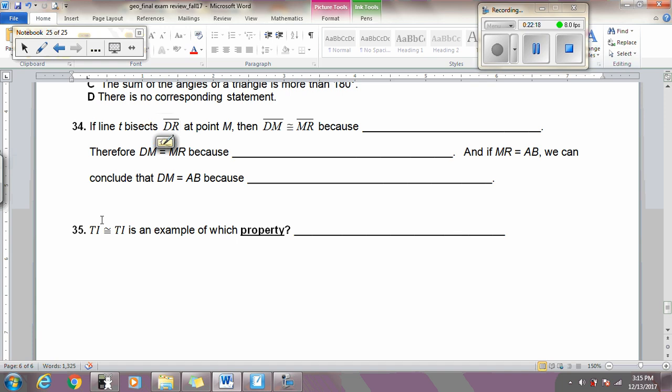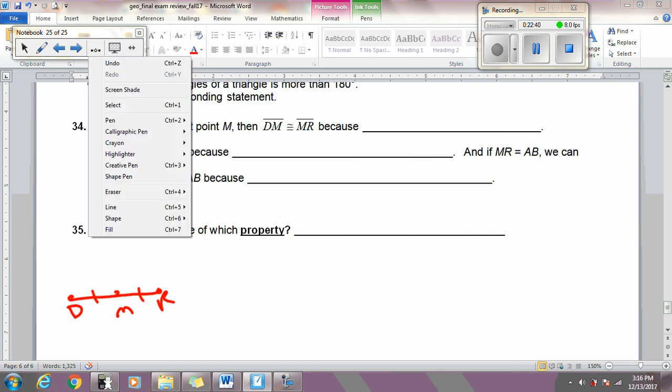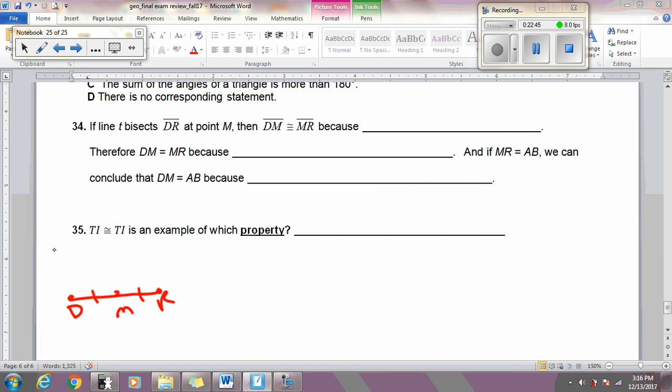For number 34, it says line T bisects DR at point M. You might want to draw this illustration to understand, so I'll put it down here at the bottom where I have some room. So DR is my segment, and point M is in the middle, so draw my tallies. And then I have line T going through M. Okay.